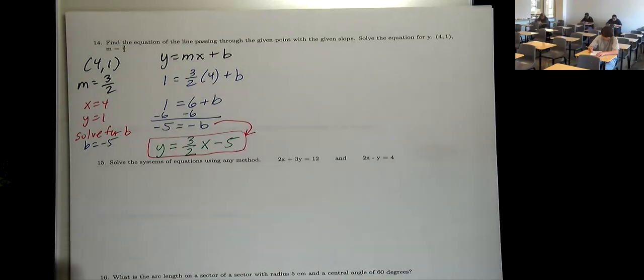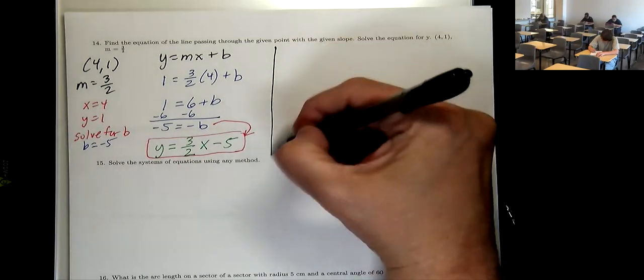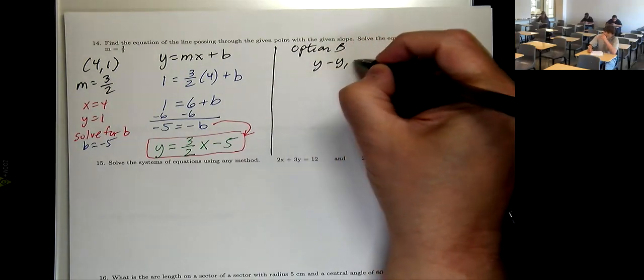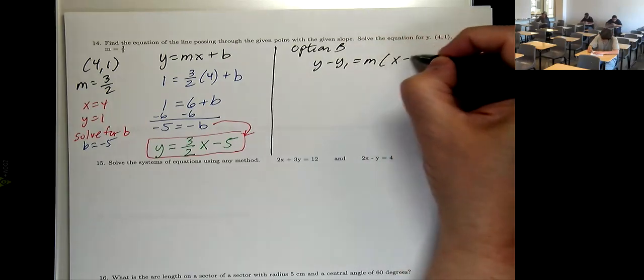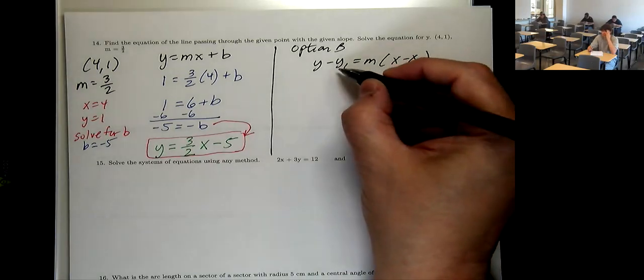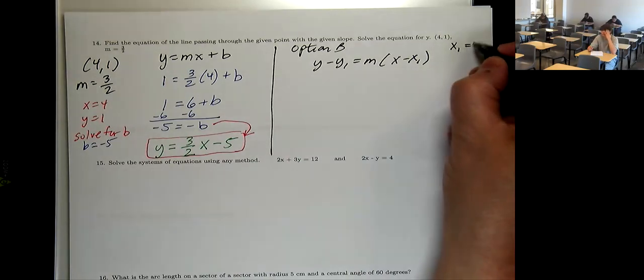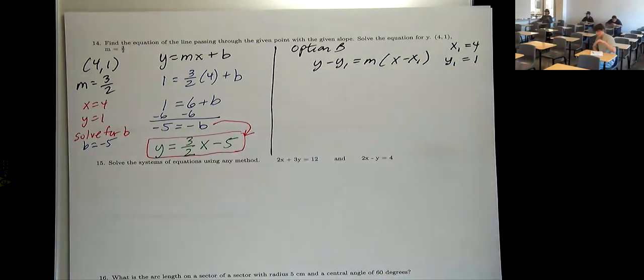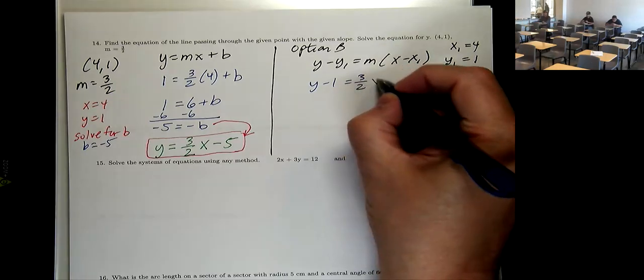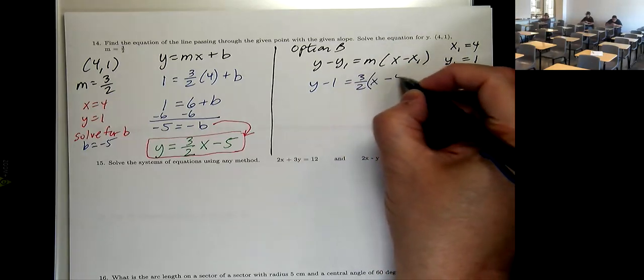The other option, option B, makes it so you can't miss that step. It is y minus y1 equals m times x minus x1. There is no replacement, there's nothing to forget. You're plugging in; in this case x1 is 4 and y1 is 1. So I would have y minus 1 equals 3/2 times (x minus 4).